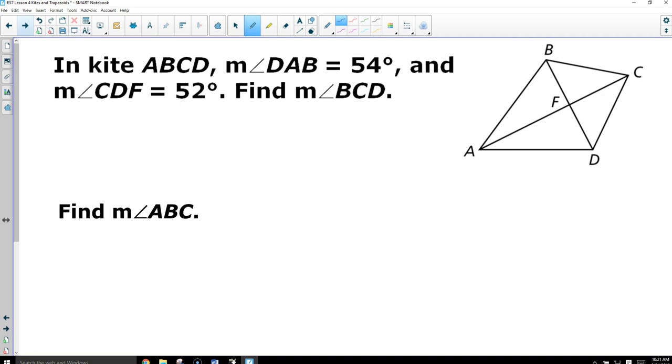So they tell us again that this is kite ABCD. So I know that these two sides are going to be the same and these two are going to be the same. Angle DAB is 54, so this entire angle here is 54 degrees. We know that the diagonal bisects this angle, so each one of these are going to be 27.